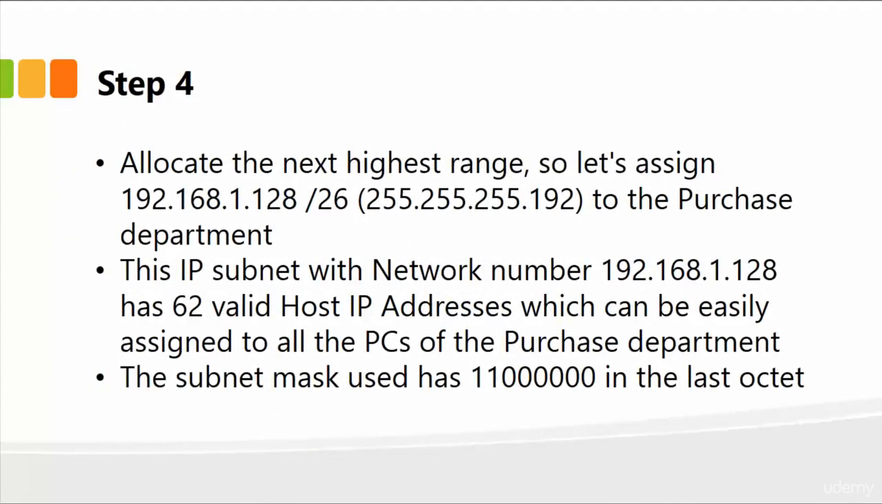Step 4 is simply allocating the next highest range, right? So once you're done with the sales department, the next department is purchase department, which has about 50 computers. We will allocate the next set of IP addresses to the purchase department. So this IP address with the network number 192.168.1.128 has 62 valid host IP addresses, which can easily be assigned to all of the computers in the purchase department. And of course, the subnet mask used is 11 and then 6 zeros. You're just borrowing a bit, so you just move a bit order in the last octet.